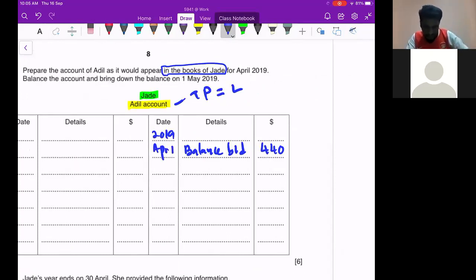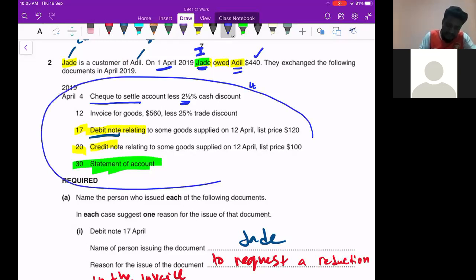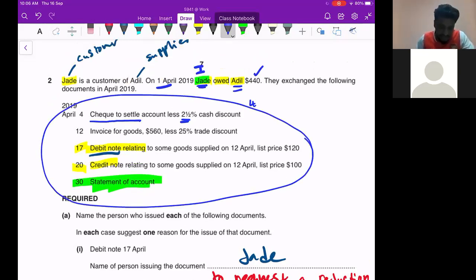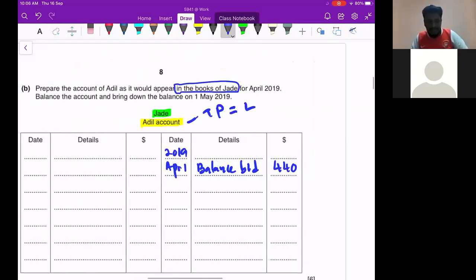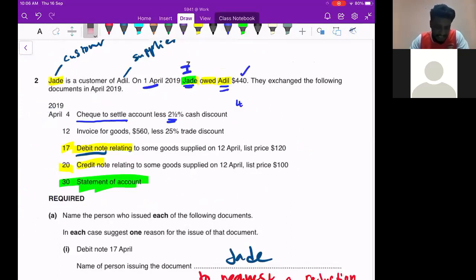After that, I will record all the transactions. First one, a cheque received to settle the account less 2.5% cash discount. So we receive how much we owe. Wait, do you receive or do you pay? This transaction is from Ideal's point of view, but the account here is from Jade's point of view. You understand now? So now, do we receive or do we pay?